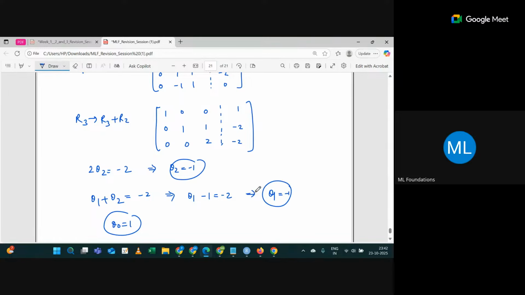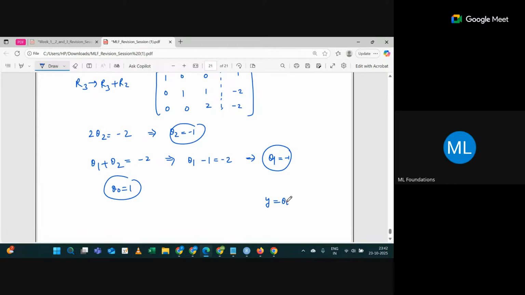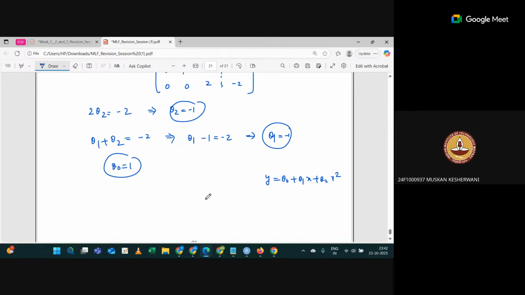Understood? So what is the fitted equation? Theta naught plus theta 1 x plus theta 2 x square. So y will be 1 minus x minus x square. Is this clear? Yes. So is this clear or not?